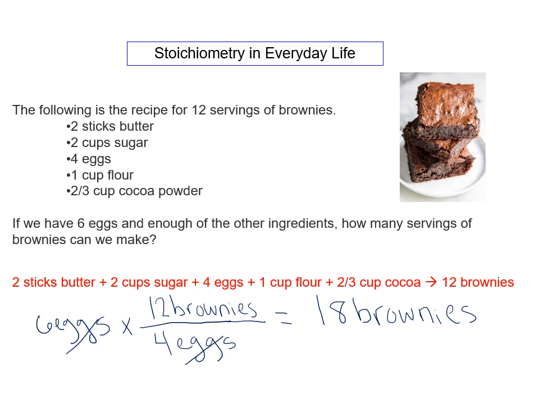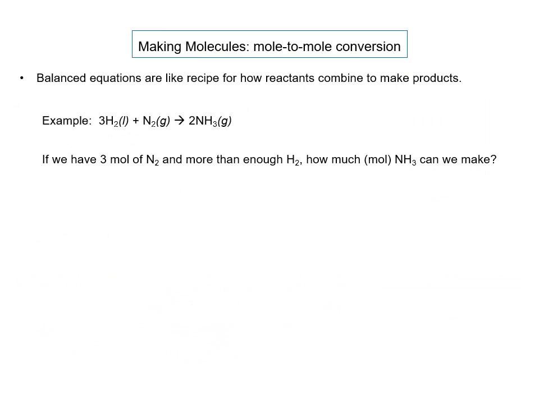Notice that in this problem, I used the recipe as a conversion factor, and I used the eggs as the amount of reactant that I was given, to figure out how many brownies I can make if I have 6 eggs only. So balanced equations are just like recipes for how reactants and products combine.